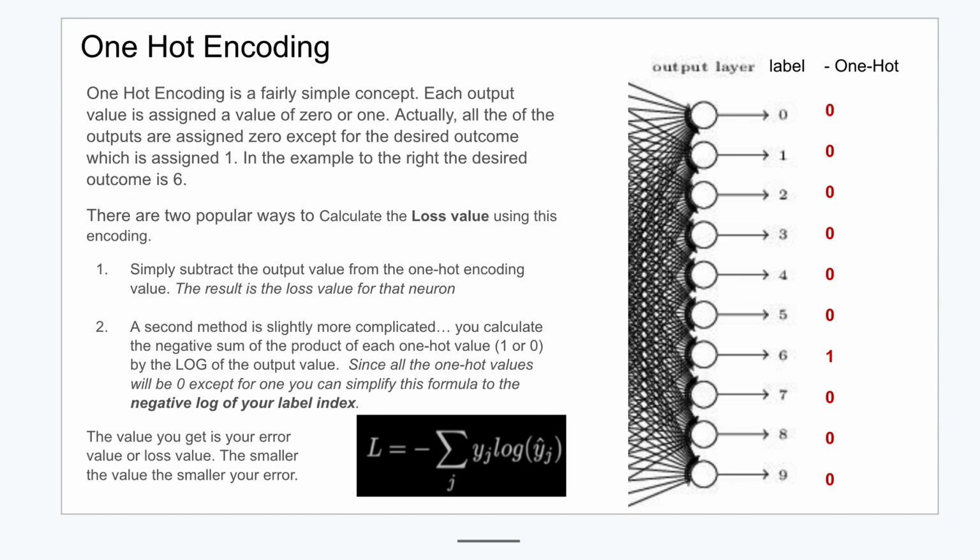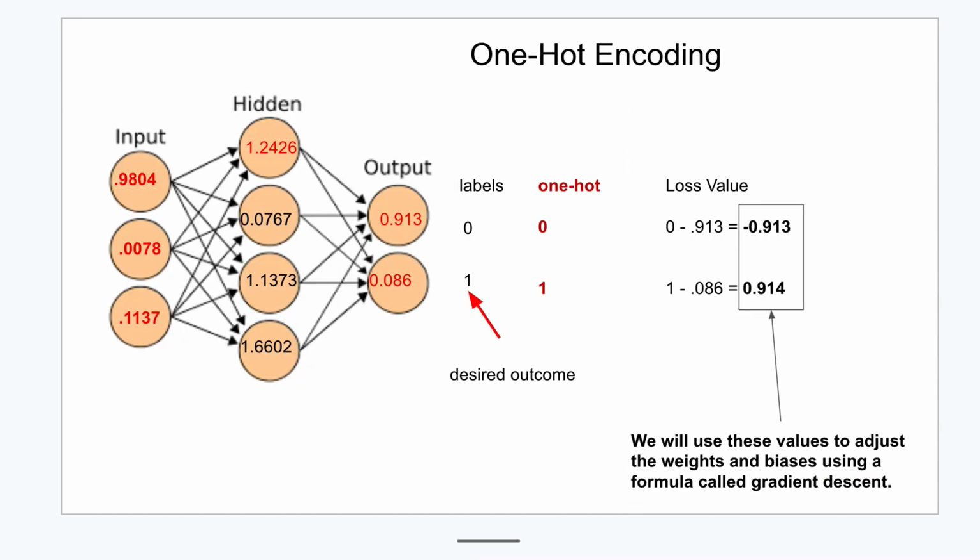All right, so let's look at this in our example. We simply subtract the one-hot encoding value right here from our output value, and the result is our error. And so these right here are our loss values, and we're going to use these to adjust our weights and biases using a method called gradient descent.